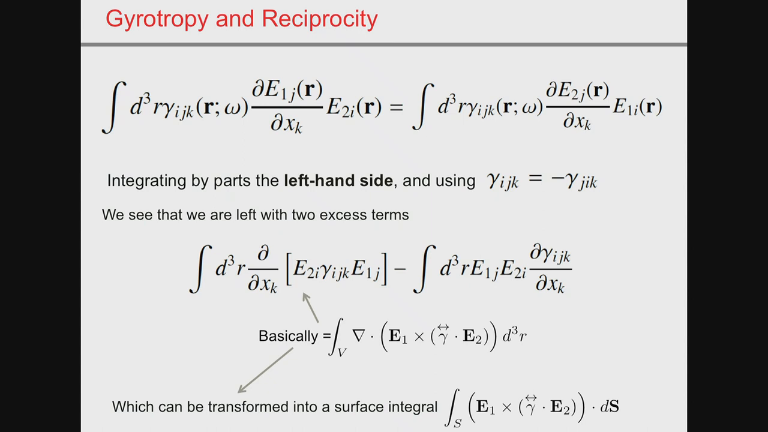And as you can see, this term, which is ∂/∂x_k of that, can be written as a divergence of this piece. Again, you will look at the notes later. And a divergence calculated over all space is actually a surface integral. So it turns out that the difference is why they are not equal, when they should have been equal. By the way, I could also manipulate the other side and I would get the exact same thing. It would be the divergence of E2 crossed with this gamma tensor times E1. It's the same. But the point is that I'm getting a surface integral.